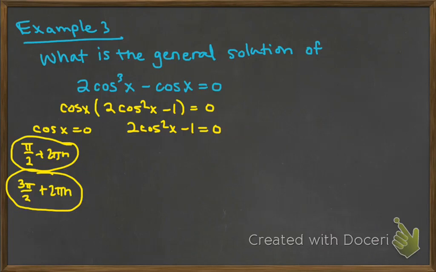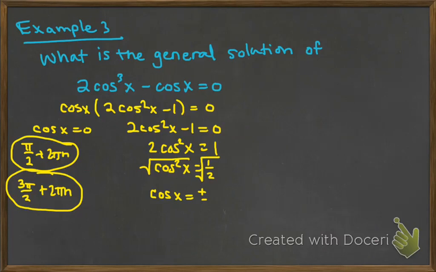Now we're going to go ahead and focus on the second part of the problem, so I'm going to add a 1 over, so 2 cosine squared of x equals 1. Divide by 2, so the cosine squared of x equals 1/2. I am squaring it, so we're going to go ahead and take the square root of both sides. So I get the cosine of x equals, now because I took the square root, it's got to be a positive or a negative, because remember, anytime we take the square root, it's got to be positive or negative. And then it's the square root of 1/2, which is the square root of 1, which is 1, over the square root of 2.